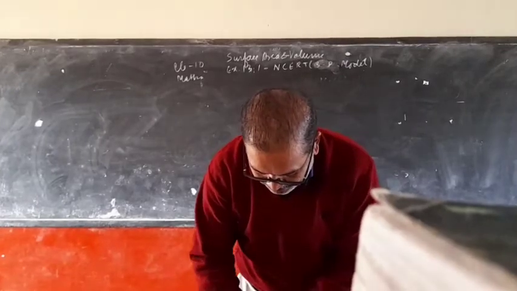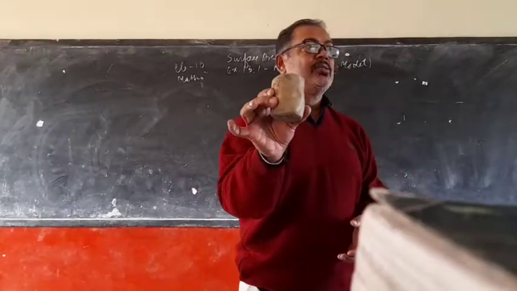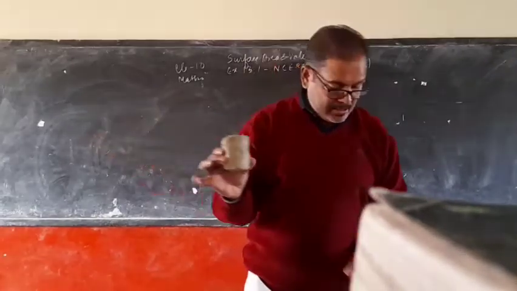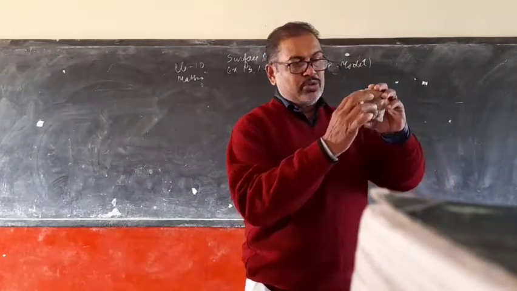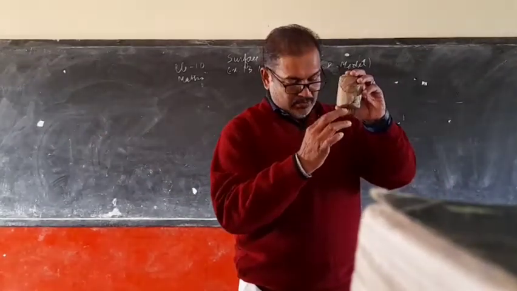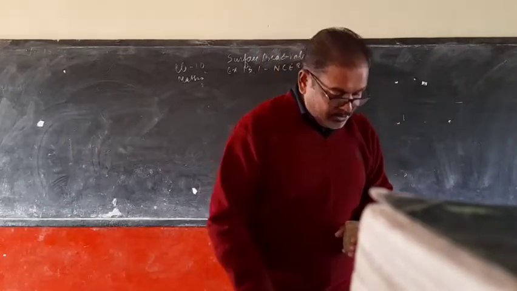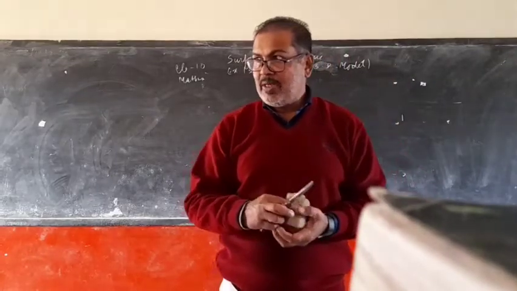Suppose you have given a solid cylinder. This is the solid cylinder. You can watch, this is the solid cylinder. What is the measurement of the solid cylinder? Height is 2.4 centimeter. What is its height? 2.4. And the diameter is 1.4 centimeter. From this one, a conical cavity, a cone has been hollowed out.